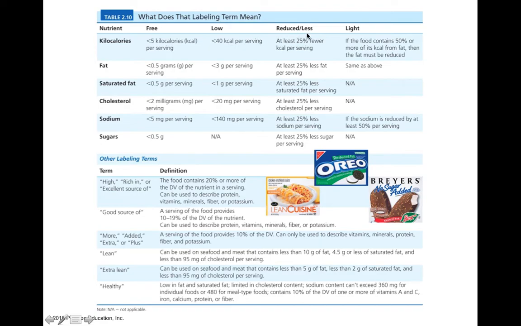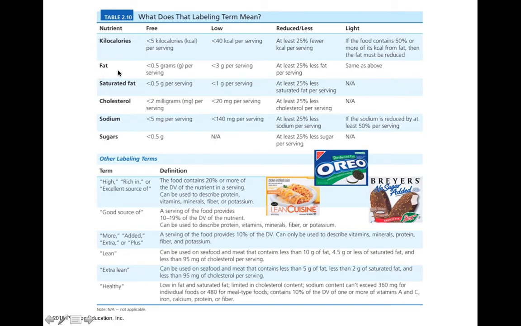If you're going to say reduced or less, then it has to have 25% fewer than the original product, which means that you have to have an original product for comparison. And if it has 50% or more of its kcal from fat, then the fat must be reduced, right? So that's going to be if it's considered light.